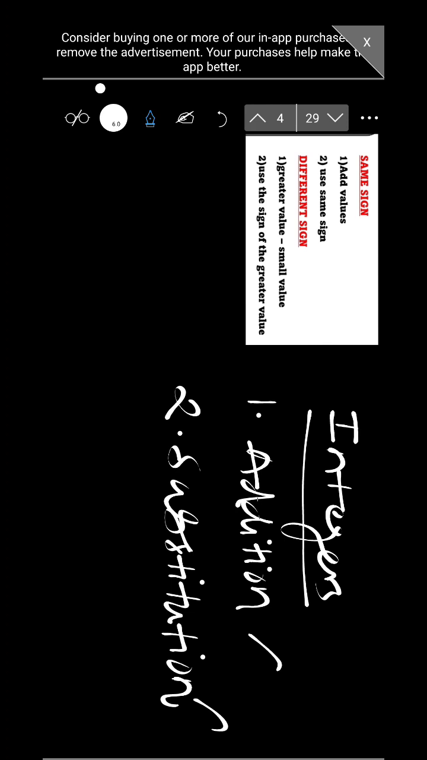If I'm working with the same sign, what will we do? If it has the same sign, we need to add the values and use the same sign. If I take the example of 3 plus 7, 3 has nothing before it, so it is also positive. Both have the same sign. Same sign means the first condition is to add the values. So 3 plus 7 is 10, and the second condition says we need to use the same sign. So you will get positive 10.